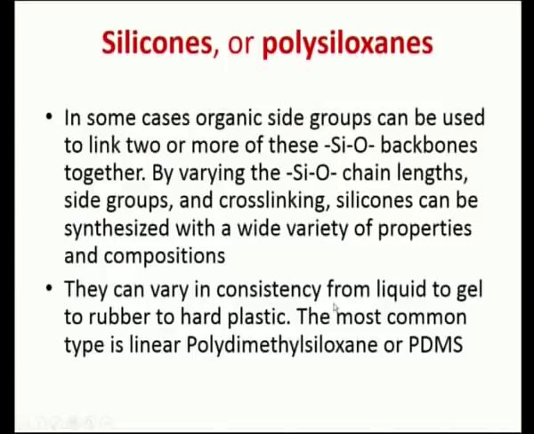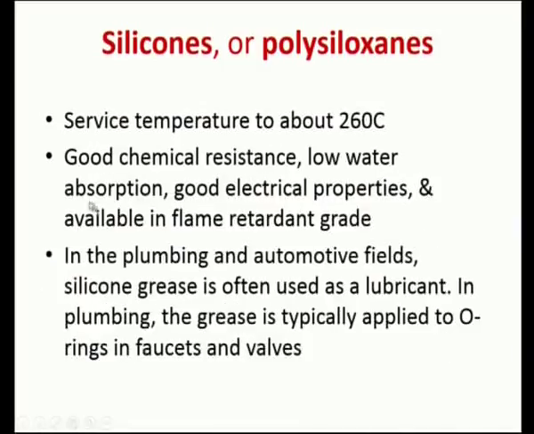They can vary in consistency from liquid to gel. If you keep changing the R group, alkyl groups, organic groups, it will vary from liquid to gel. That means, slowly it will go to solid state, to rubber, to hard plastics. The most common type is linear polydimethyl siloxane or PDMS. We have seen this is a linear polydimethyl siloxane. Silicone or polysiloxanes have a service temperature of about 260 degrees Celsius; we can use them up to this temperature.